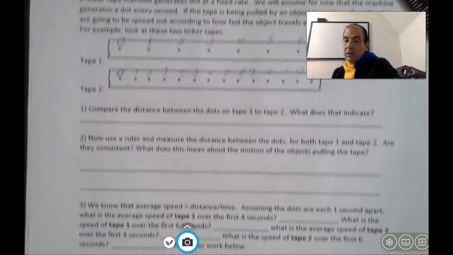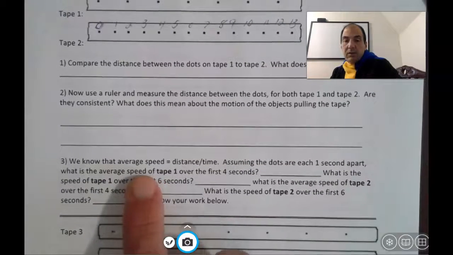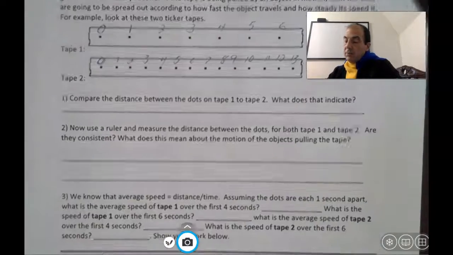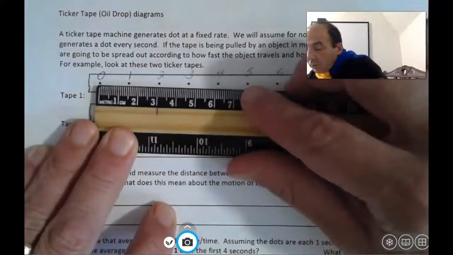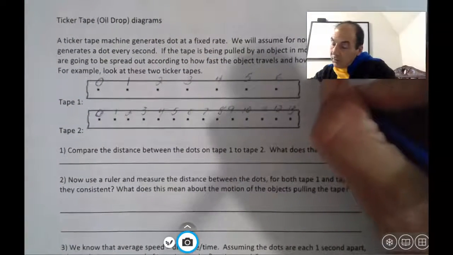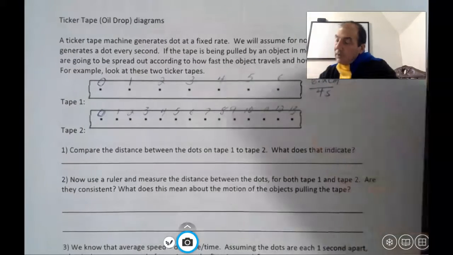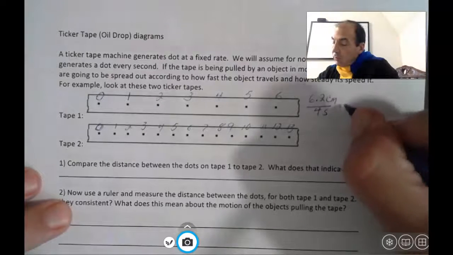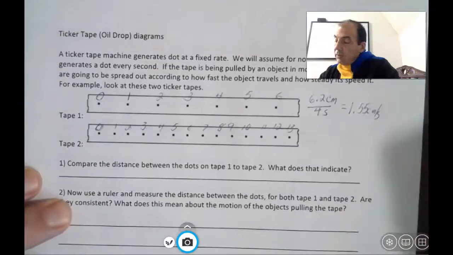All right. So now question 3 is asking us to calculate some speeds, remembering that average speed is distance over time. So we're going to do it for the first 4 seconds and the first 6 seconds for each tape. So I go back to here, I put it down, and I go to 4 seconds. So at 4 seconds, I'm pretty much at 6.2 centimeters. So let me write that here, just so you can see it. So we have 6.2 centimeters in 4 seconds. Now, usually we want to put things in meters, but let's avoid decimals for right now. So 6.2 divided by 4 is around 1.55 centimeters per second.